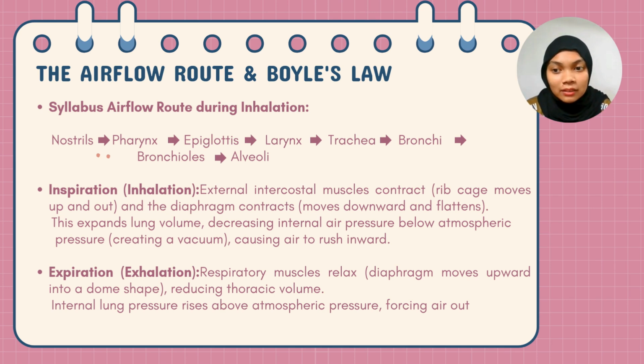On the other hand, during expiration or exhalation, the respiratory muscles relax. The rib cage gets smaller as the rib muscles relax, and the diaphragm moves upward, returning to its dome shape. This decreases the thoracic volume, which increases the internal pressure above atmospheric pressure, successfully forcing the stale air out of the lungs.